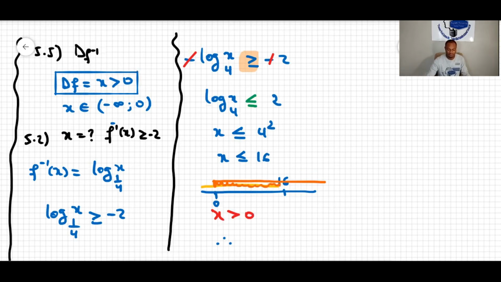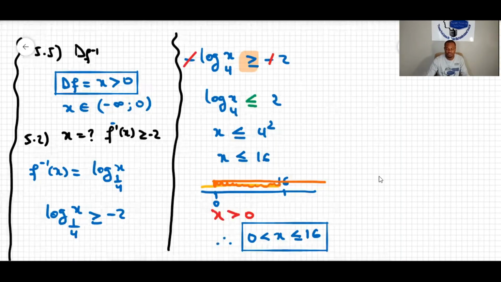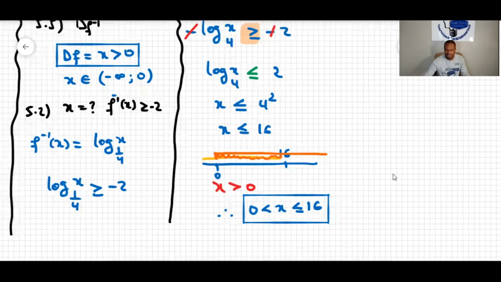So therefore, the values of x will be those values of x that are in between 0 and 16. So this is the solution. The solution can also be written like this: x is an element of the interval from 0 to 16. You can write it like that.